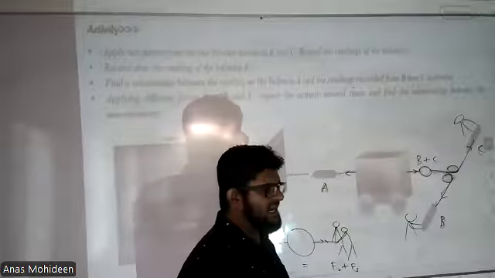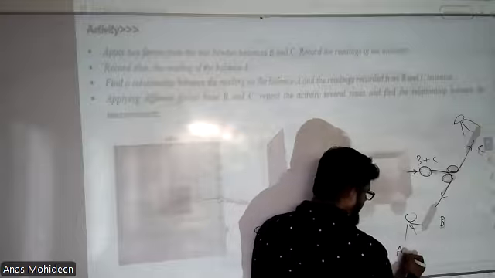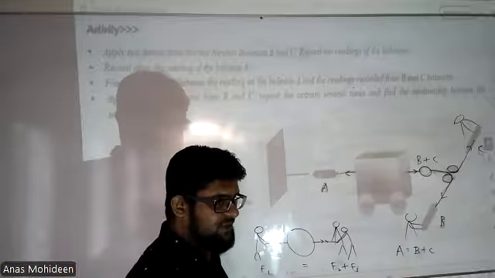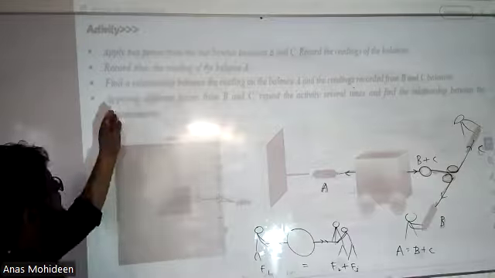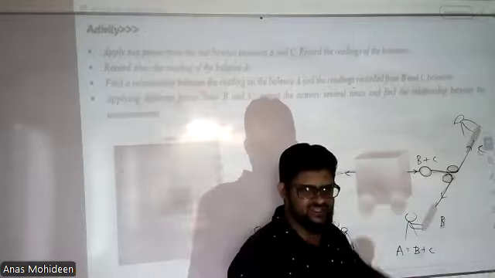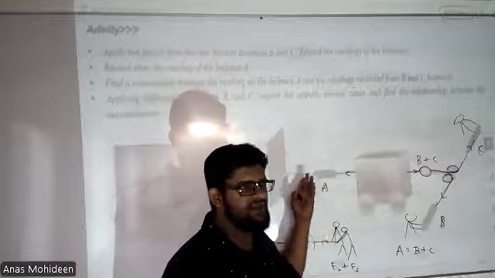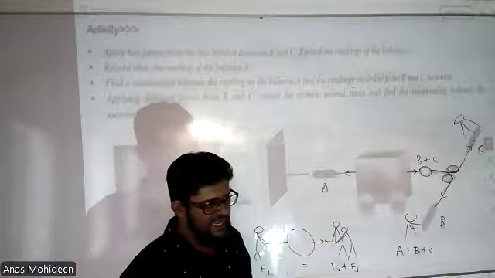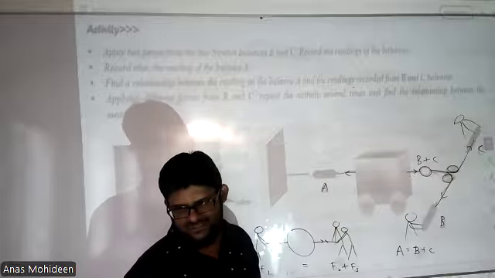If the object is balanced, what are we supposed to say? A is equal to B plus C. Got it? So we say that we are applying different forces from B and C. So we are going to change the forces continuously. B and C we are changing, and if it is still able to balance, what are we supposed to say? B plus C should be equal to A. Equal in magnitude, opposite in direction.